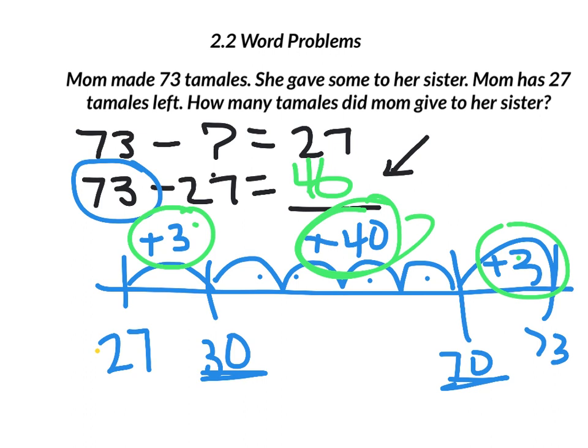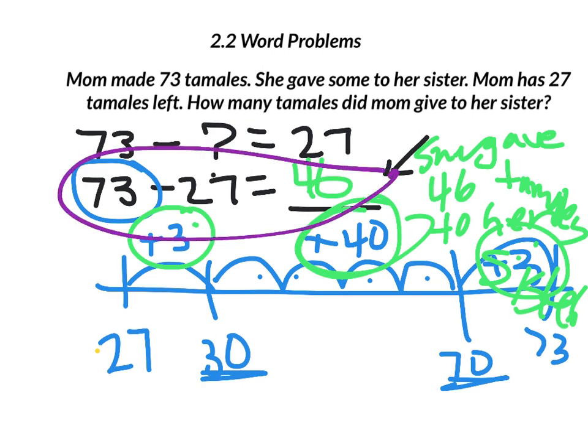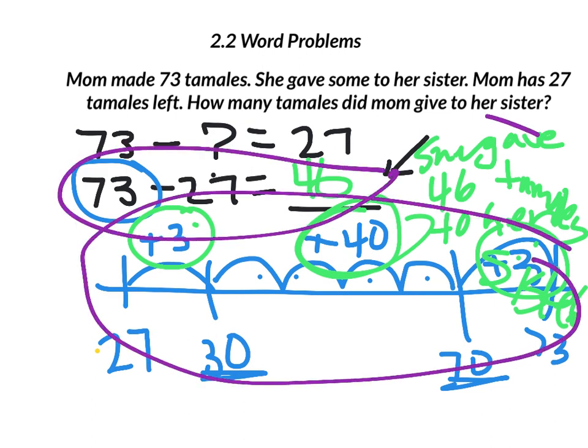So the question is, how many tamales did she give? She gave 46. I would write it out. And I know my printing is not good on this, but sorry, she gave 46 tamales to her sister. On your paper, you can do a better job. Oh my goodness, this is very messy, but you guys are getting the idea, because remember, we need to have the number sentence, we need to have the strategy, and we need to have the answer with the unit. Don't do it that way, okay?